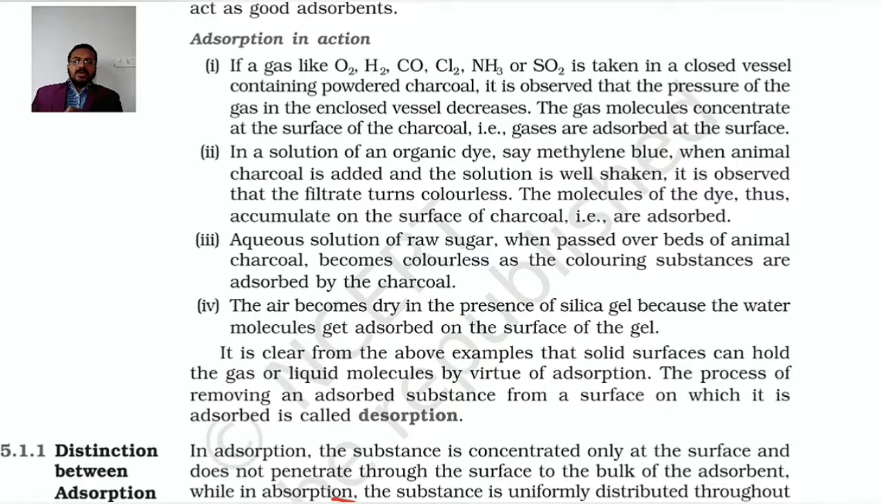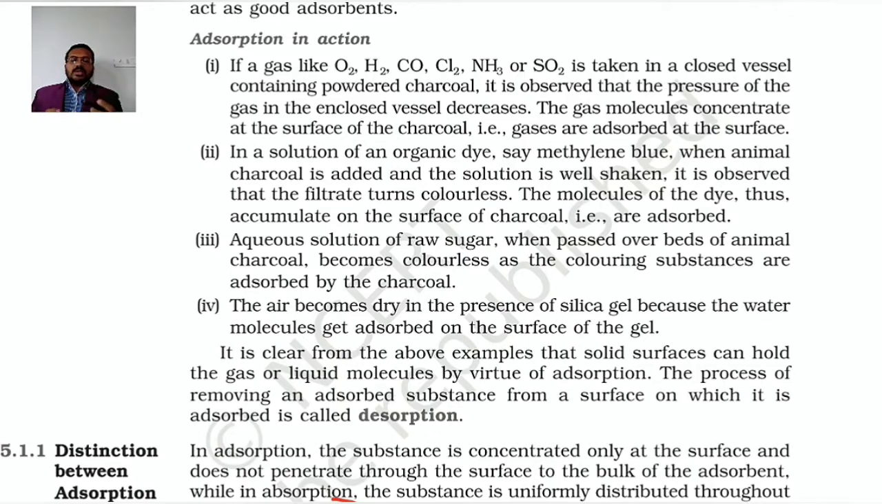So it's the same experiment. An organic dye, specifically methylene blue, is taken in a particular vessel, and animal charcoal is also introduced into it. Animal charcoal means the charcoal that is made from the bones of animals. It is introduced in a vessel, and into that vessel, animal charcoal is introduced.